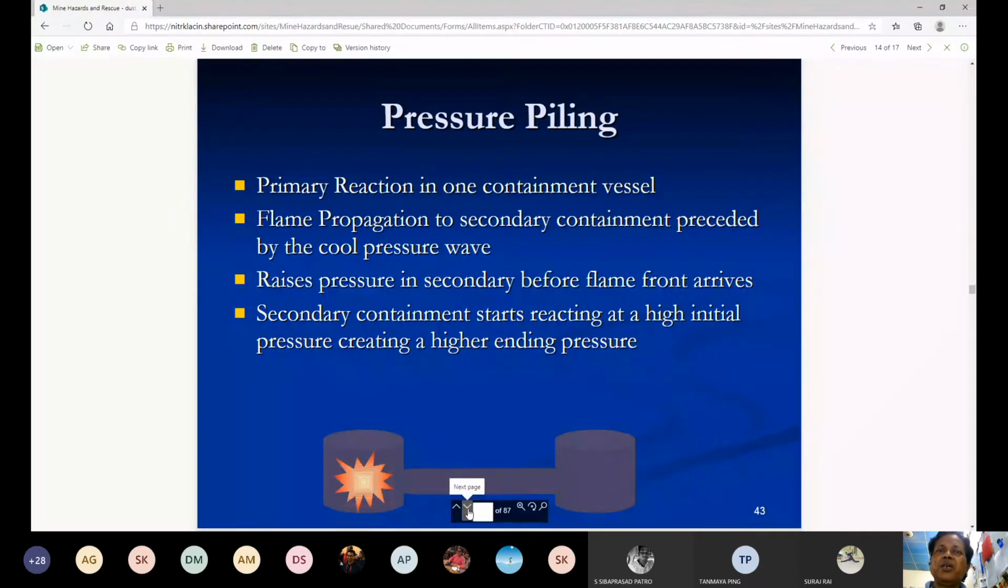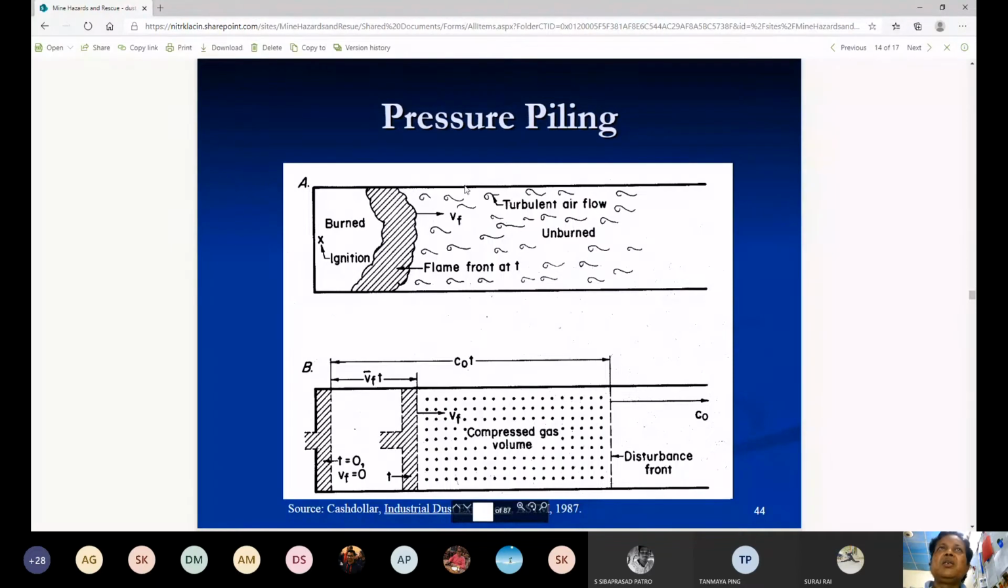So this is the pressure piling. This is the ignition, and this is the flame front. And this flame front moves from this area to this area.